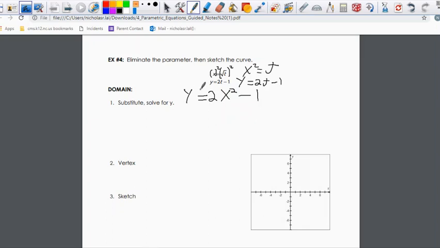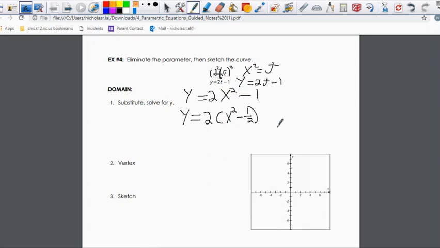and write y is equal to 2 factored out of times x squared minus 1/2. All right, so that's one way to put it.